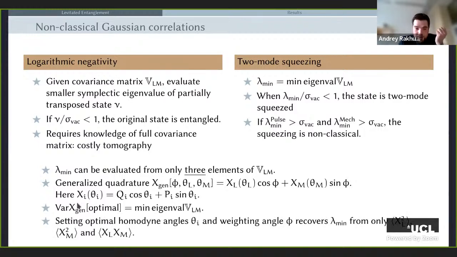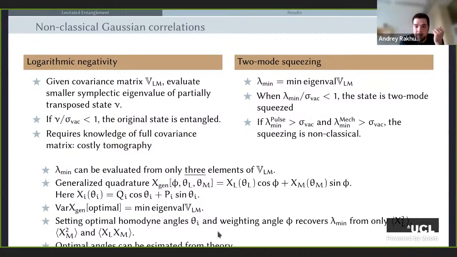What is important is that this variance can be expressed from only 3 elements of the covariance matrix, and measuring that requires significantly less effort than measuring all 10 independent elements of the covariance matrix. Okay. And so we propose to do exactly that.